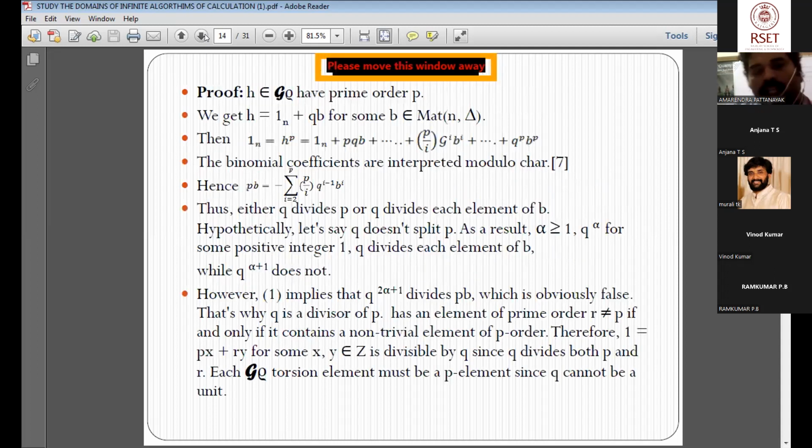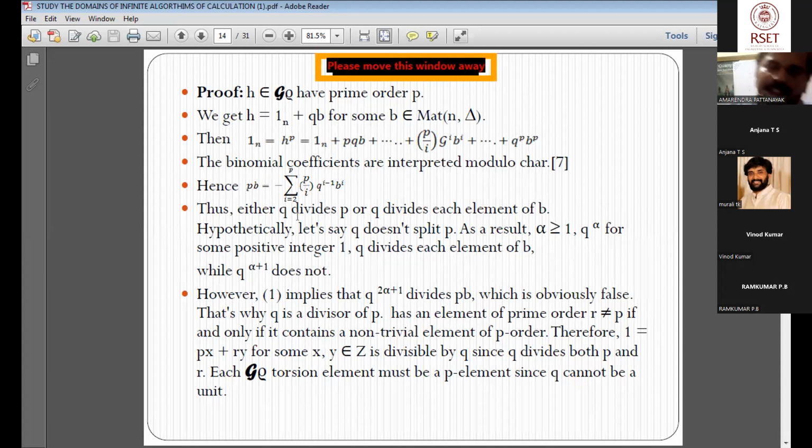Proof: let h belong to G of rho, with h having prime order P. We get h equals 1n plus Q B for some B belonging to Mat of n comma delta. Then 1n is equal to h to the power p, which is 1n plus pQB plus the sum of binomial p by i, Q to the power i, B to the power i, plus Q to the power p, B to the power p. The binomial coefficient has been interpreted as a modular character. Hence, pB is equal to minus the sum over i of binomial p by i, Q to the power i minus 1, B to the power i.